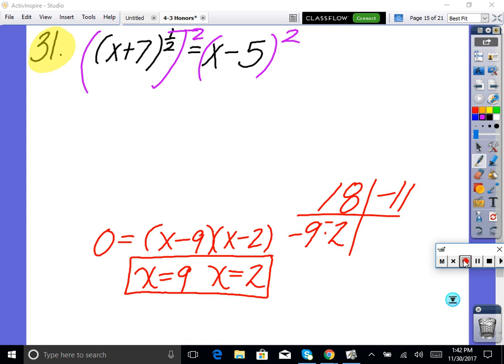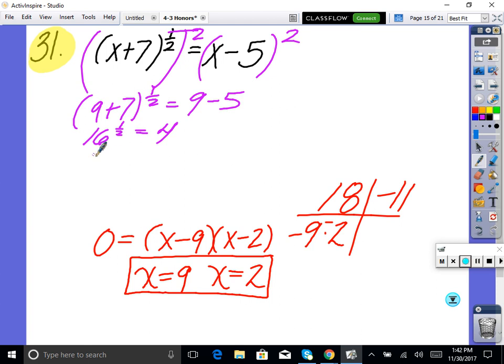So you should have got solutions. x equals 9, x equals 2. Did we all get that far? Yeah. Okay, let's check 9. So you'd say 9 plus 7 to the 1/2 power. Does that equal 9 minus 5? So look, 16 to the 1/2 power equals 4. Square root of 16 is 4 equals 4. 9 works.